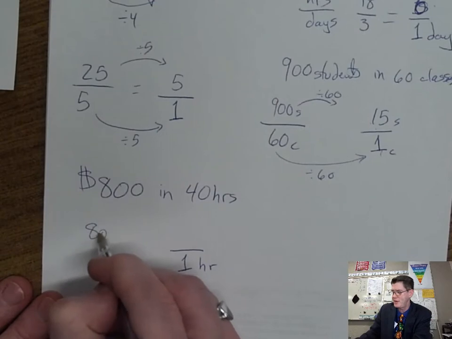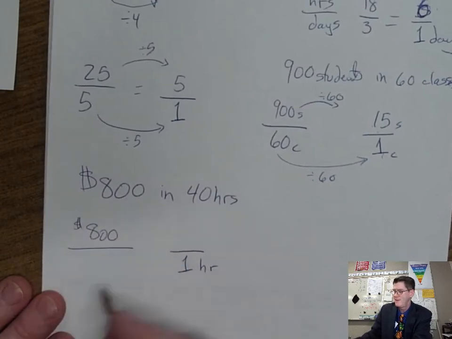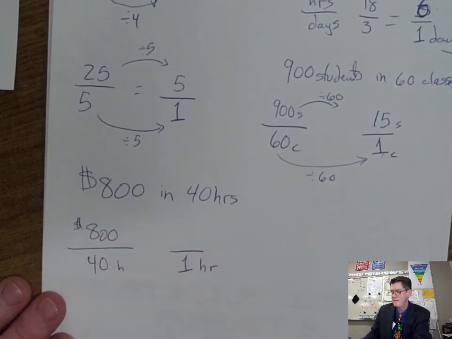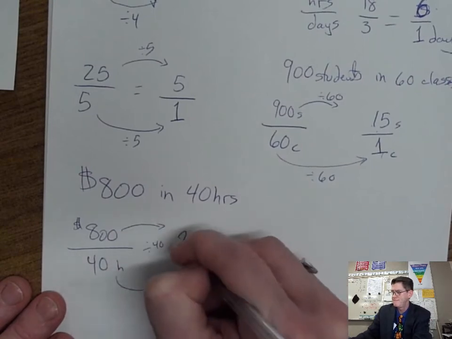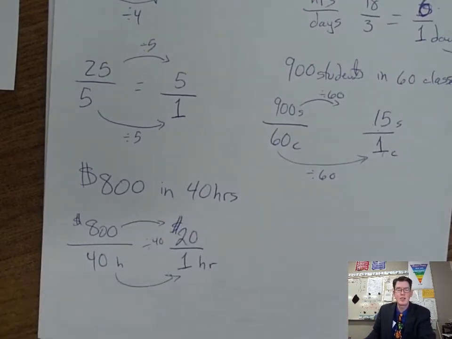So you've got the $800 divided by the 40 hours. How do you get that to the 1 hour? Well, we divide by 40. So 800 divided by 40. You can work that on your calculator. That's $20 an hour. Pretty good if you've got that.